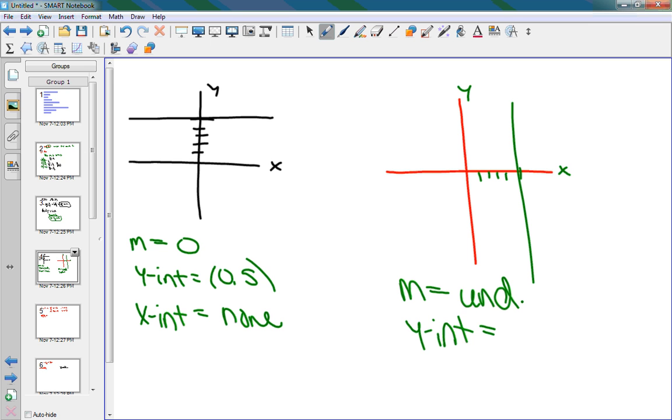My y-intercept is the point on the graph where it crosses the y-axis. It does not cross, so write none. What about my x-intercept? 5, 0. Do we all see that? Can you tell me why undefined? It's undefined because whenever you divide by 0, if you were to actually put points on there, there's 2 points there. And remember, it's y2 minus y1 over x2 minus x1. The x's are the same value. So 5 minus 5 is 0. Can you divide by 0?